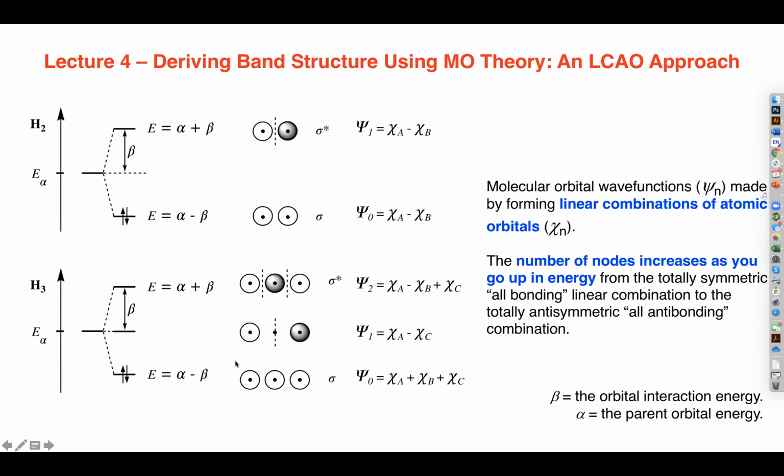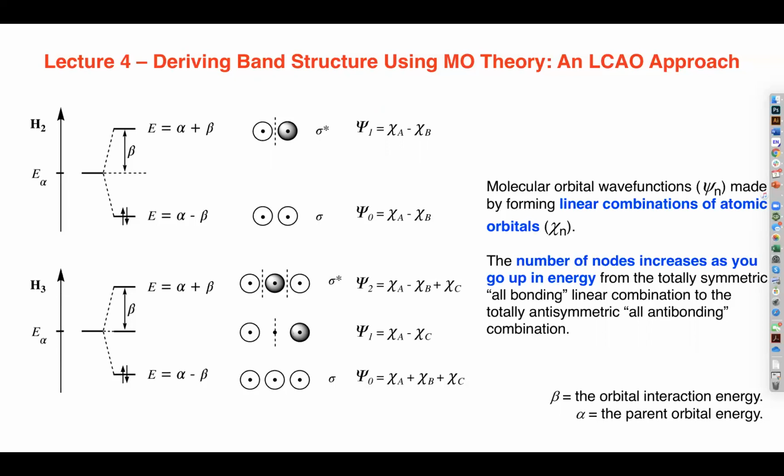Now you go down to trihydrogen, and again, the lowest energy combination is what we call the totally symmetric combination, or the all constructively interfering combination of hydrogen 1s orbitals. So they all have the same sign, and you get a linear combination that is the sum of each of those orbital functions. And as you go up in energy, you add nodes. So the very highest one, of course, is going to be the totally destructively interfering combination, where there's a node in between each hydrogen orbital.